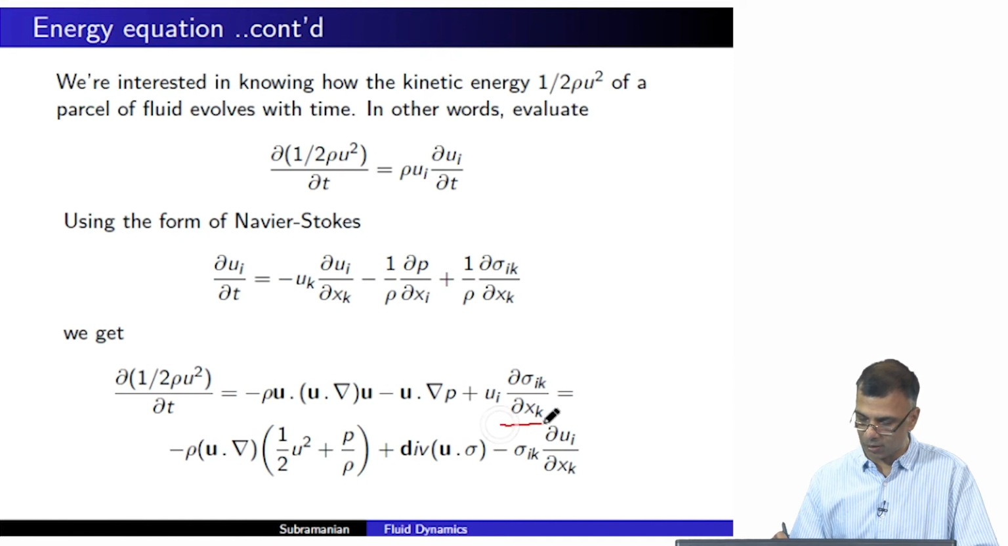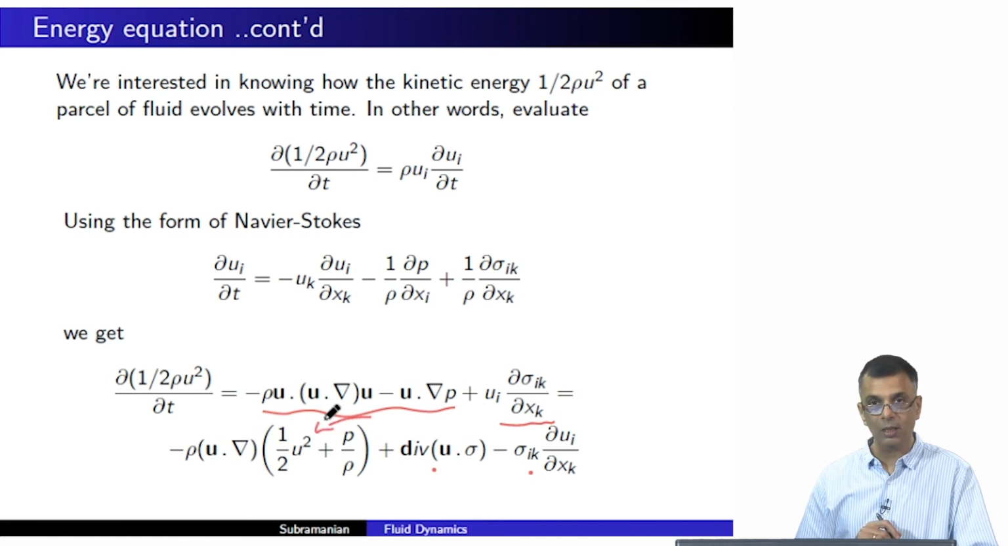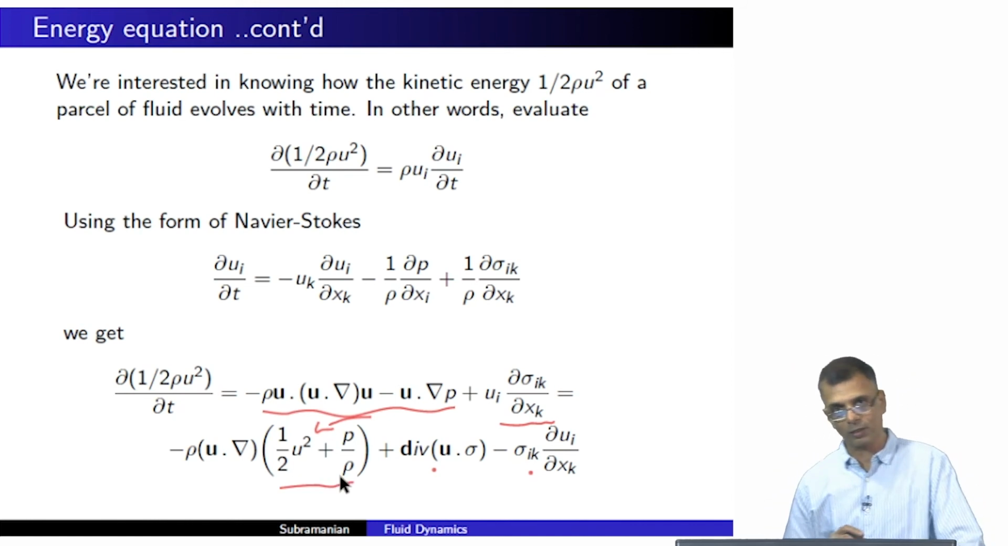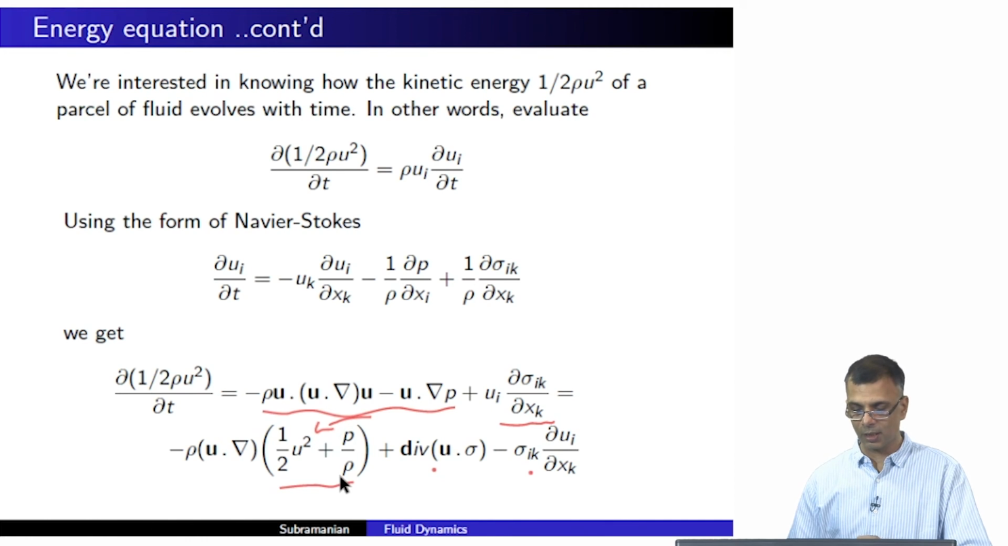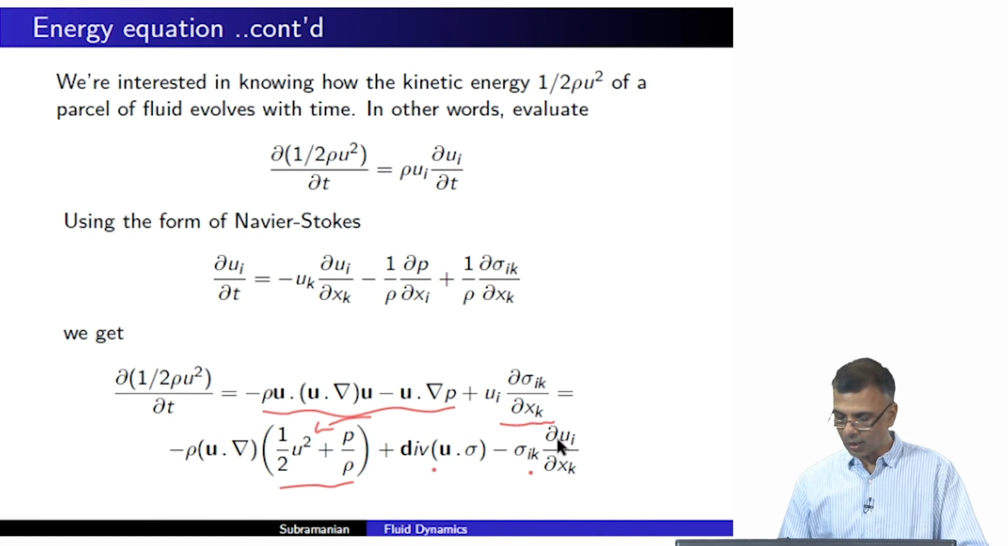So this can be split up into two terms, like so. And these can be written as this. You recognize this immediately. It looks very much like the Bernoulli constant. And then there's a divergence of u dot sigma, where sigma is the viscous stress tensor, and since there's a sigma ik du_i/dx_k, there's a repetition of k, so there's a summation implied. Just like there was a summation implied here, there's a summation implied here as well.